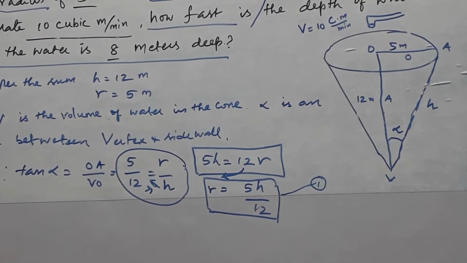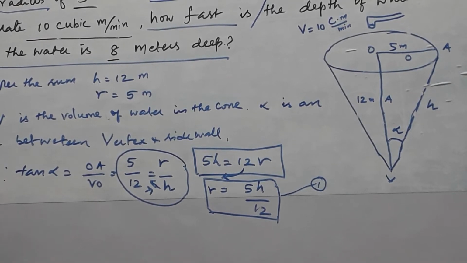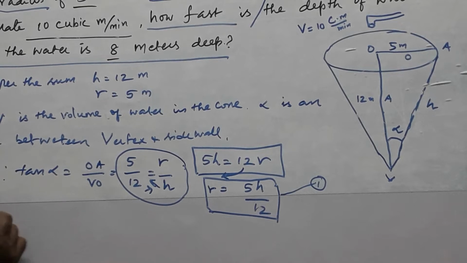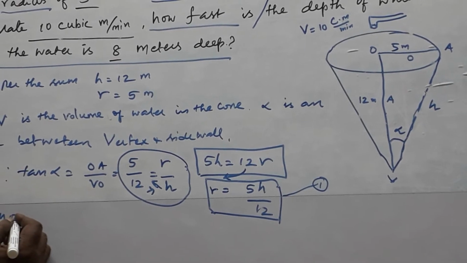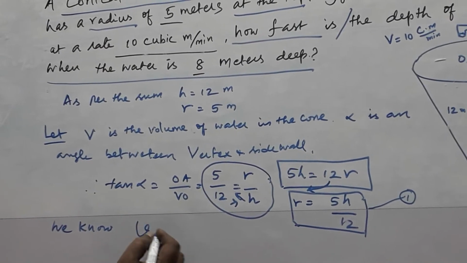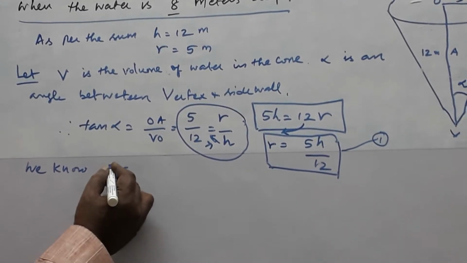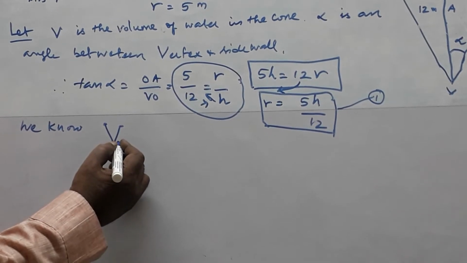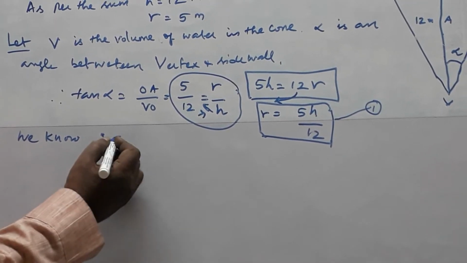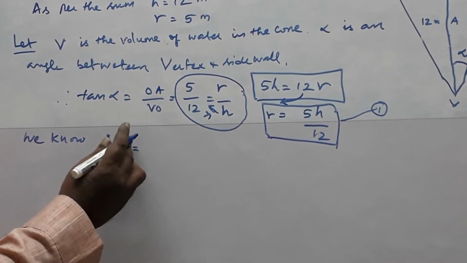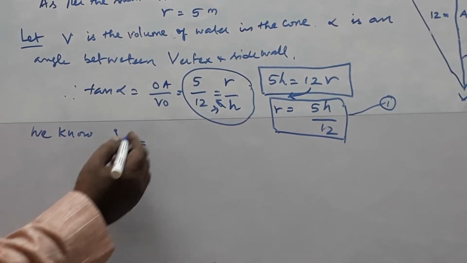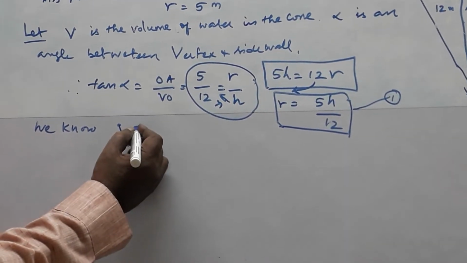Now, we know the volume V. Here V is written as a capital letter, straight, not curved, because if I curve it, it becomes velocity. So I write it straight.